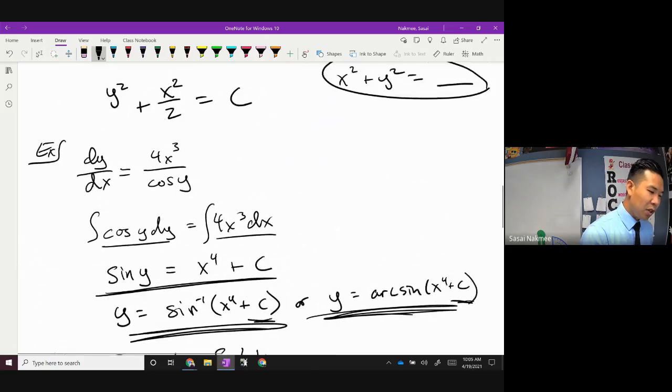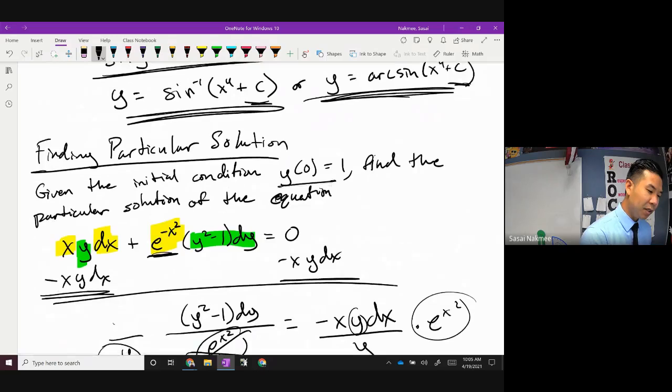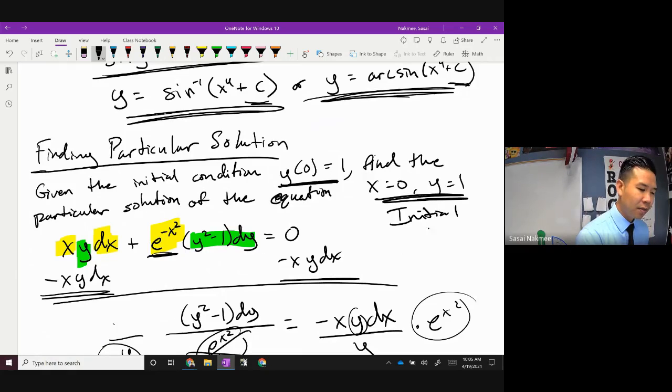But that's because there's no initial condition, right? This one had no initial condition, right? But this one does have an initial condition. The initial condition is y of 0 is equal to 1, which means x is equal to 0 and y is equal to 1. That's our initial condition.